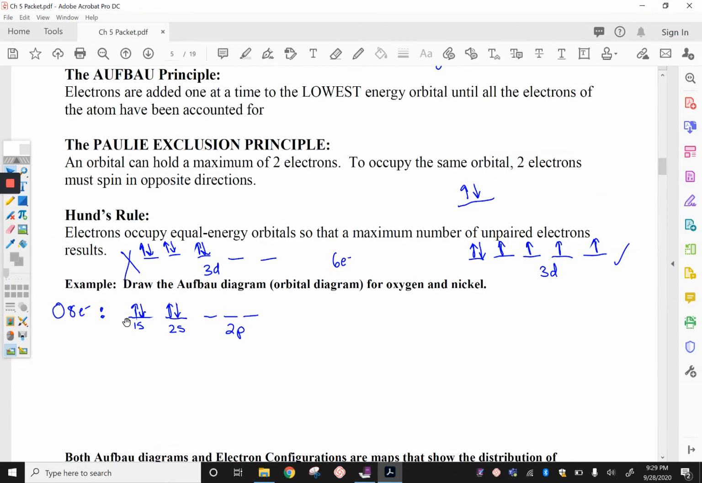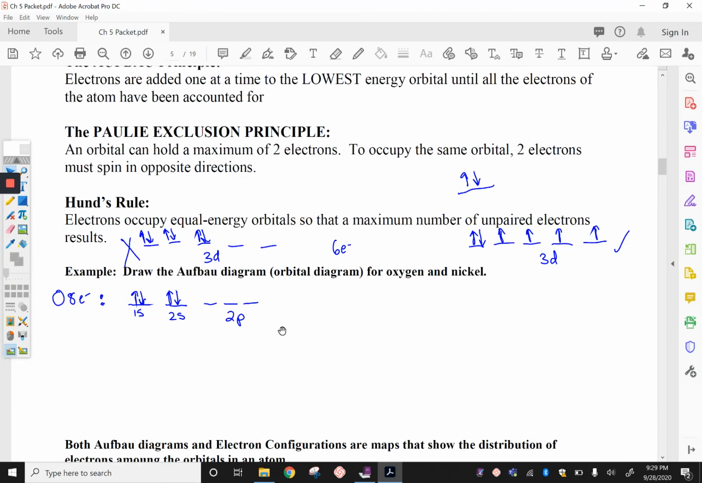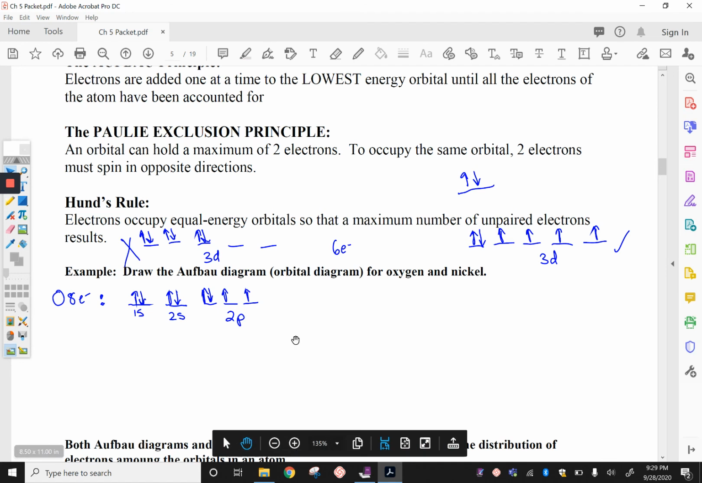So I go 1s, 2s, then the 2p. The p has 3 orbitals, right? So I can hold up to 6 electrons. Do I need all 6? No, I only need 4 more. So 1, 2, 3, 4. Remember, you put 1 in each first before you go back and pair them up. So this is the Aufbau diagram for oxygen.